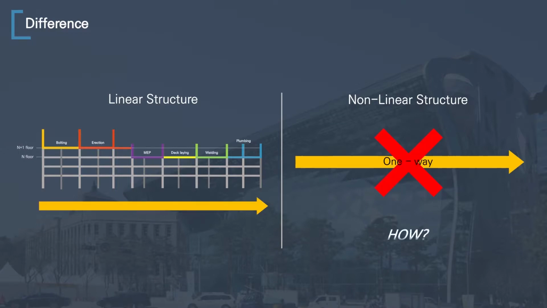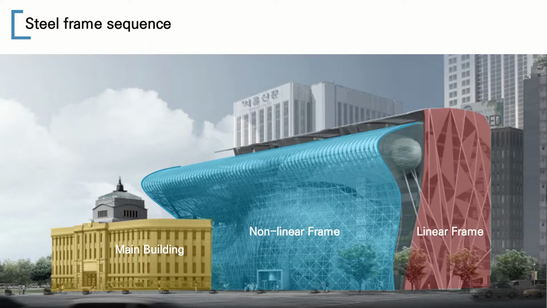Nonlinear construction is not one way. Then, how did they construct the nonlinear part? In the process of construction, because the working radius overlaps between the preserved main building, the nonlinear frame, and the linear frame, the order of construction is not separated by section, like completing the main building, then the nonlinear construction, then the linear frame section. The order of construction is not separated.